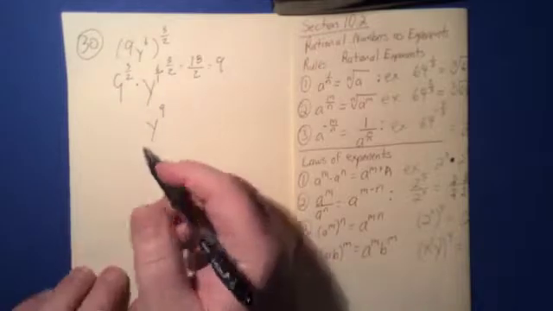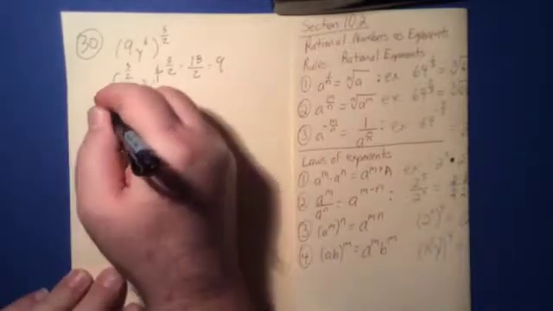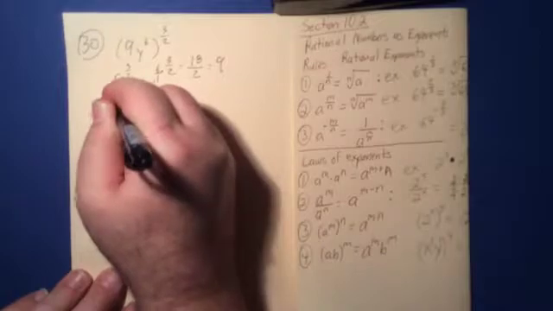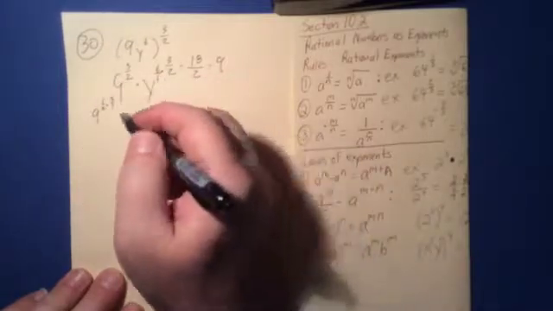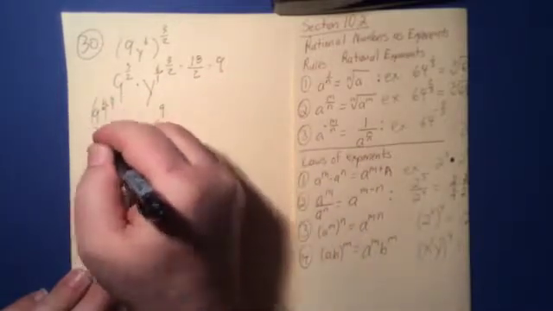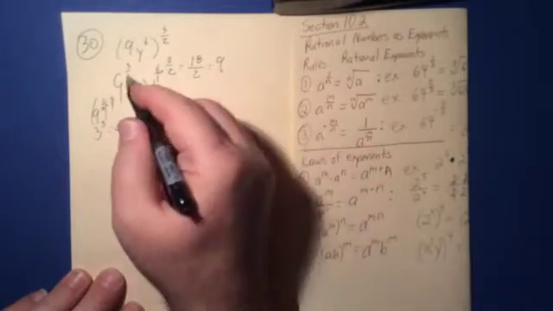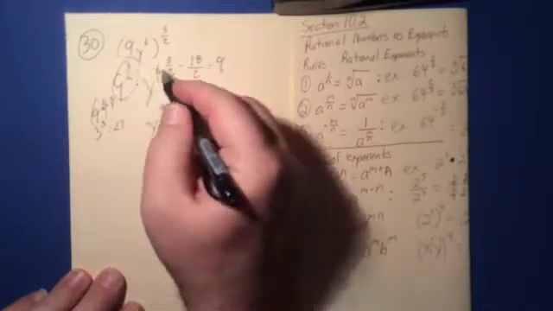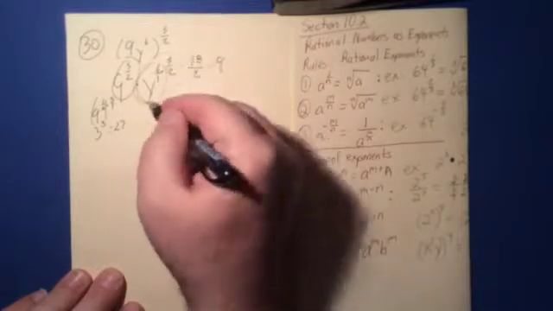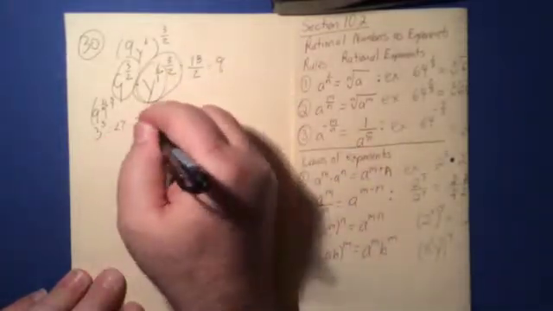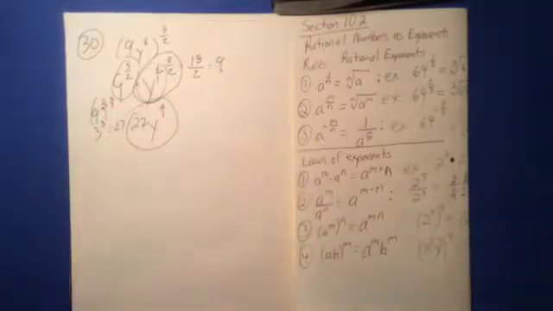9 to the 3 halves, on the other hand, I can write as 9 to the 1 half times 3 over 1. Well, 9 to the 1 half is equal to 3. 3 to the 3rd is equal to 27. So this is 27, and this is altogether y to the 9th. So we got 27 y to the 9th for our final answer to this.